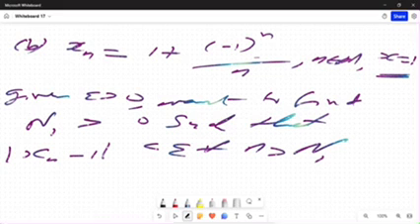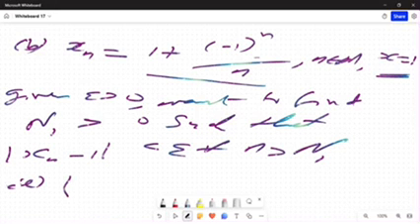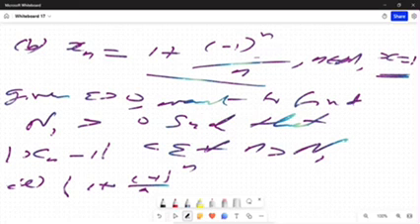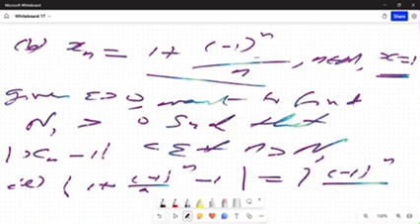Okay, but we already know what this sequence is now, which is this one. If you put it there, you have the absolute value of 1 plus minus 1 to the power n over n, then minus 1. Obviously, 1 and minus 1 will go, leaving you only with minus 1 to the power n over n, the modulus of that.